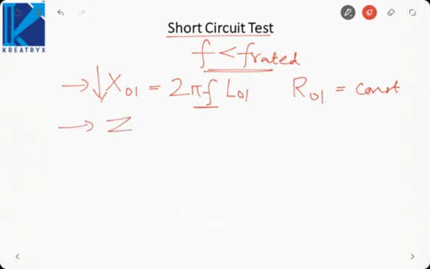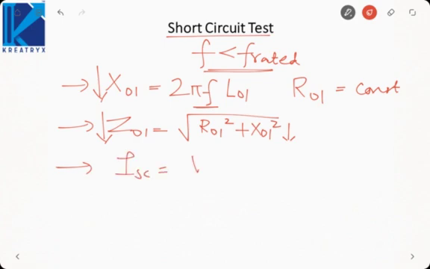Now, Z01 is under root R01 square plus X01 square. Since X01 is reducing, the Z01 will also reduce. Okay. Now, short circuit current is VSC by Z01. I told you voltage is kept constant. Since Z01 is reducing, ISC will increase. Short circuit current will increase.